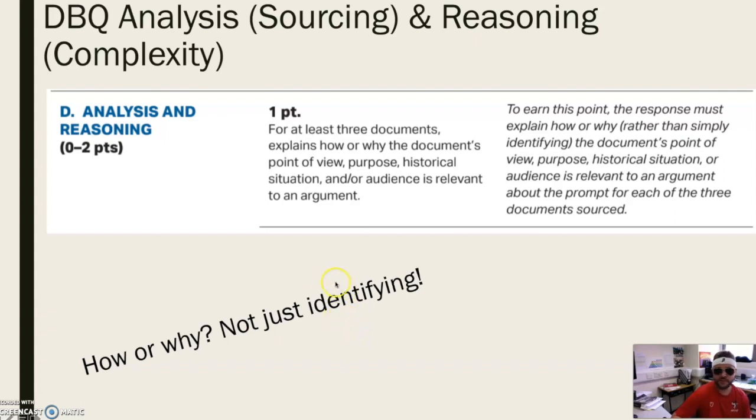You can't just put the intended audience was this, all right? You need to actually explain how you know that, or how it is shown, or why we know that. And we're going to look at a couple examples of that in a second too. But first, let's look at actual analysis, right? And what are our options here?